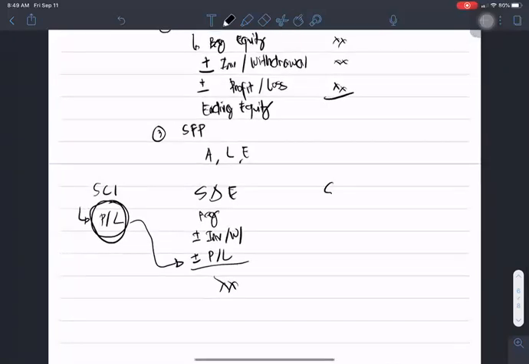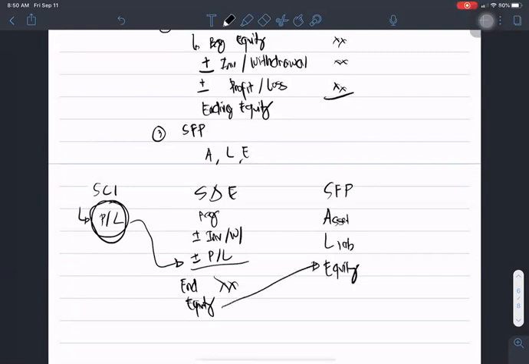And then you have your statement of financial position. So guys, after getting your statement of changes in equity, the balance here is known as your ending equity. So what is the effect of this statement of changes in equity on our SFP? Again, SFP is composed of your assets, liabilities, and your equity. So your ending equity will go to the SFP as the portion of equity.